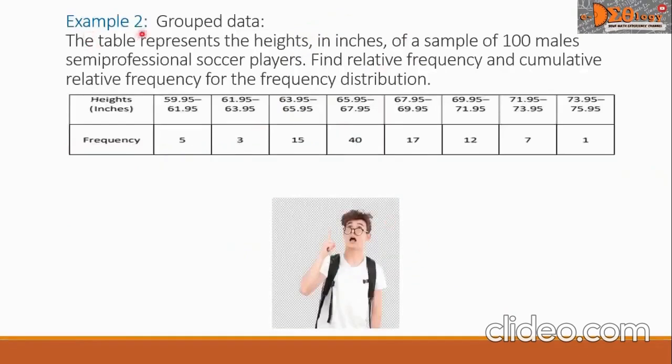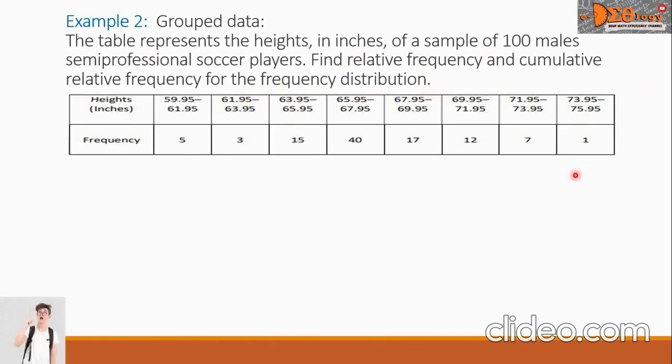Let us have example 2. This time for grouped data. The table represents the heights in inches of a sample of 100 male semi-professional soccer players. Find the relative frequency and cumulative relative frequency for the frequency distribution. This is now the given table.